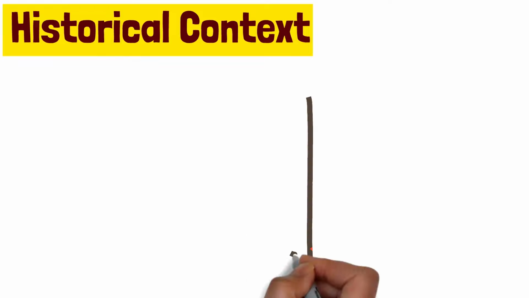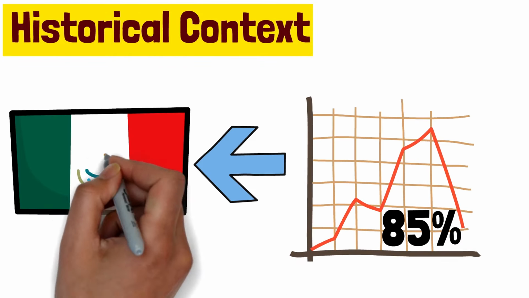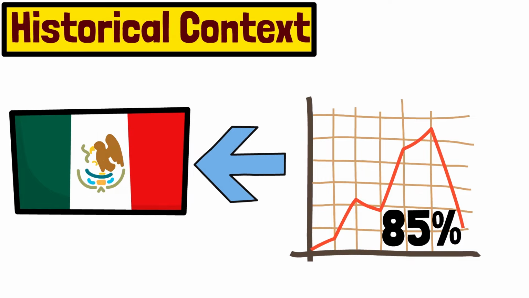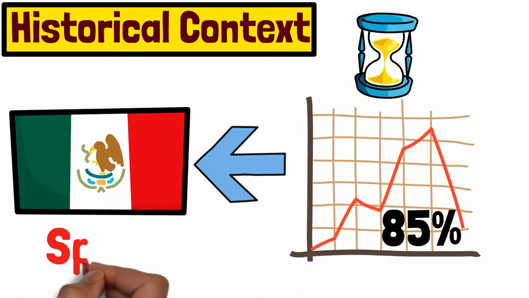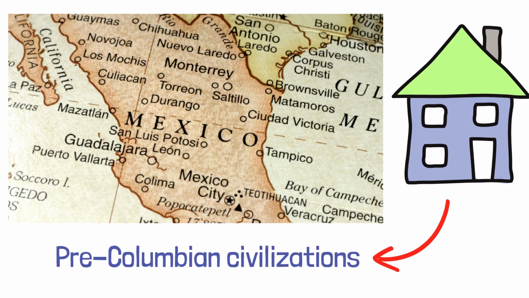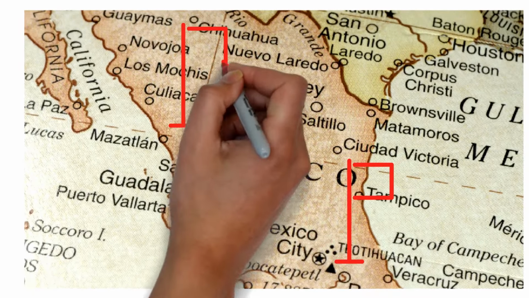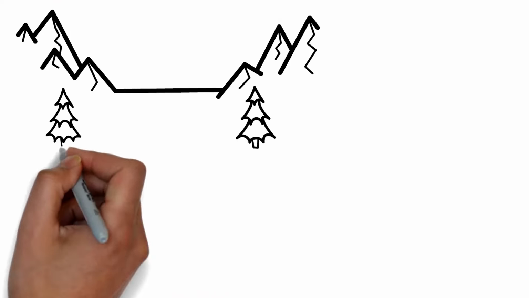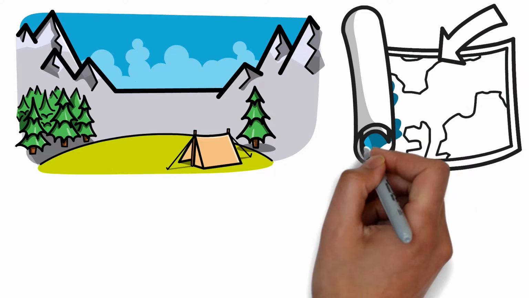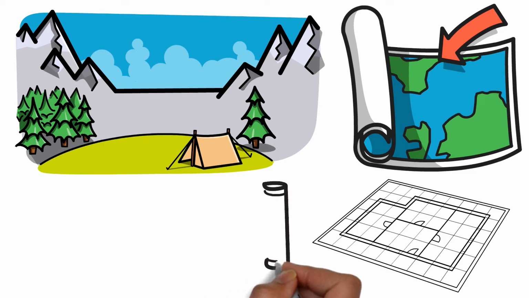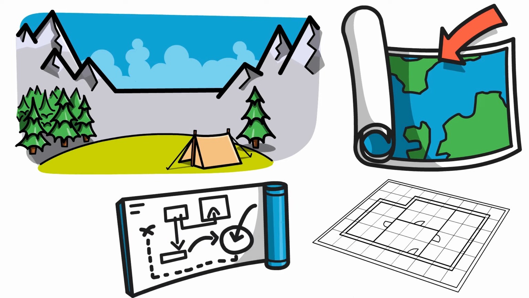Historical context. To understand why 85% of Mexico is characterized by vast emptiness, we have to explore its rich historical heritage. The story begins in the mists of time, long before the Spanish arrived on these shores. The land now known as Mexico was once home to awe-inspiring pre-Columbian civilizations. These advanced societies left their mark on the landscape, from the mighty Aztec Empire to the enigmatic Maya. Population centers were clustered around fertile valleys and strategic locations in those days. These early settlements formed the roots of modern Mexico, influencing population patterns that persist to this day.